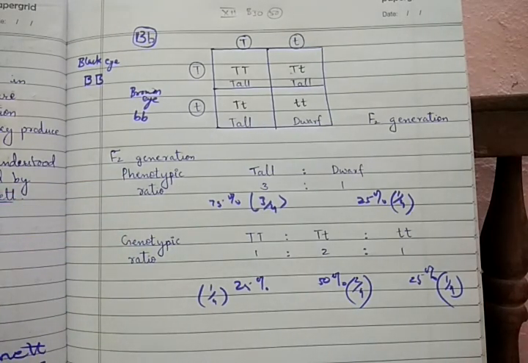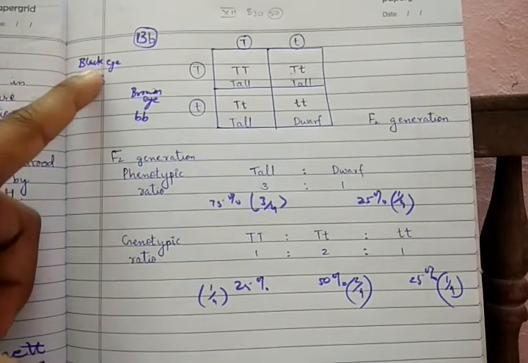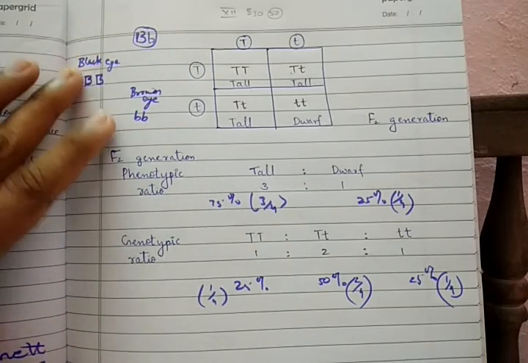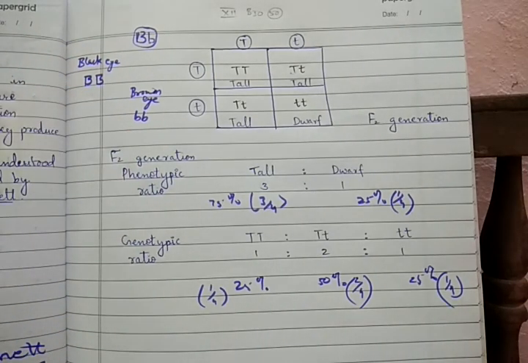Okay, I think you understood the concept. If yes, then you can make the F2 generation of these two characters. If you haven't understood the concept, do comment in the comment box.